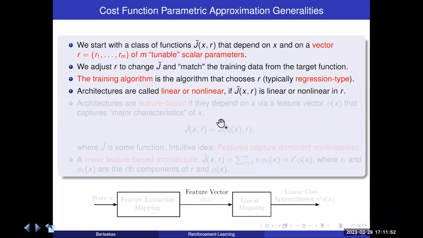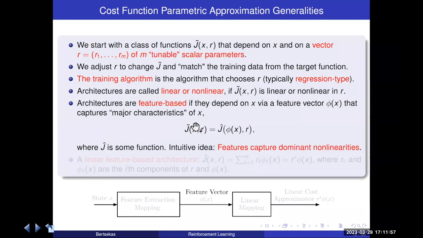Now, an important class of approximation architectures use features that are feature-based, and they depend on x via a feature vector. This is a vector that captures major characteristics of x. So mathematically, the architecture depends on x, but through this feature vector. And the idea here is that these features capture dominant nonlinearities. So even though the dependence is more restricted here on x, it's still good enough because phi is well chosen to represent adequately nonlinearities in J tilde.